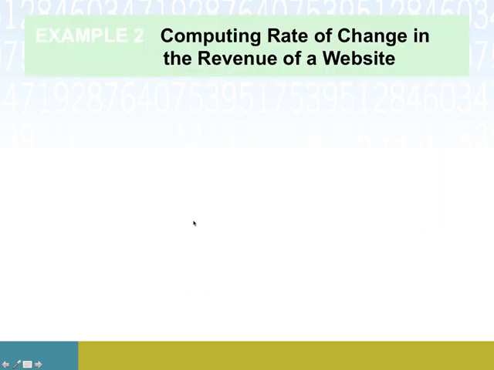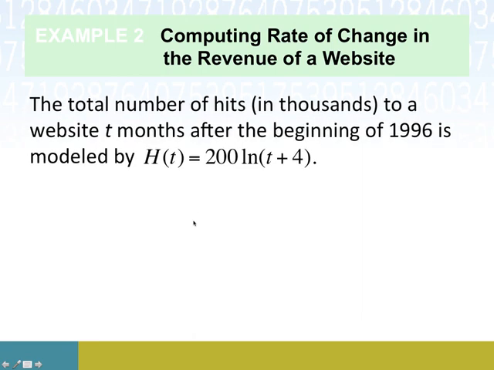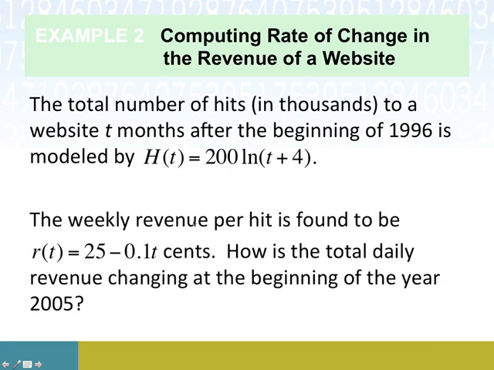Okay, so we're going to try a word problem out here. Our job is to look at the total number of hits that this website receives. So h of t is 200 natural log of t plus 4, where t is in months after the beginning of 96. And then we found weekly revenue. This is how much money they get per hit, maybe from advertising or something like that. So the weekly revenue is found to be 25 minus 0.1 t. The question we're supposed to answer is, how is total daily revenue changing at the beginning of 2005?